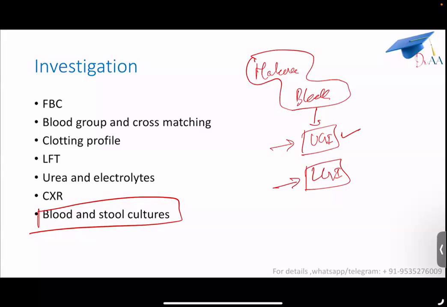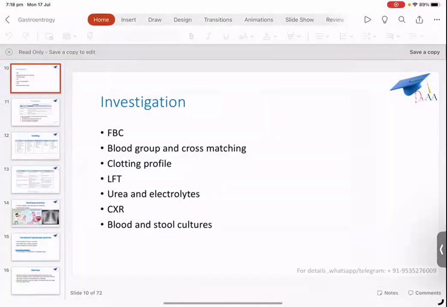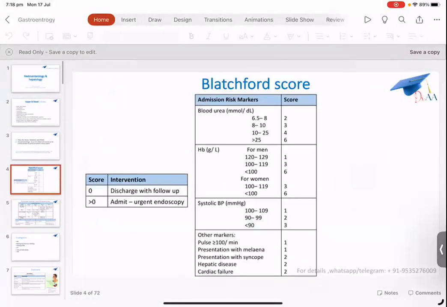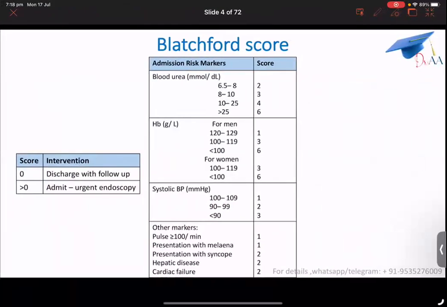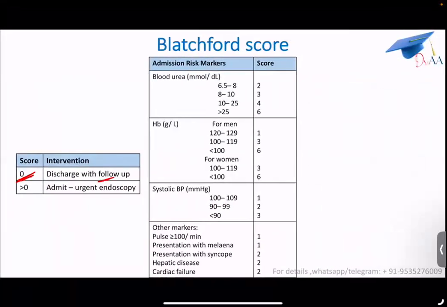So any discharge criteria for upper GI bleeding? Yes, it's a very important one, which we have already discussed. This is the discharge criteria. If the patient scores 0, then you'll be discharging.